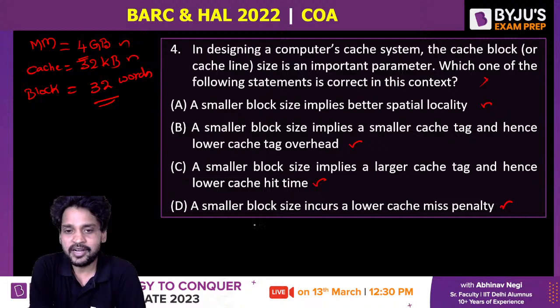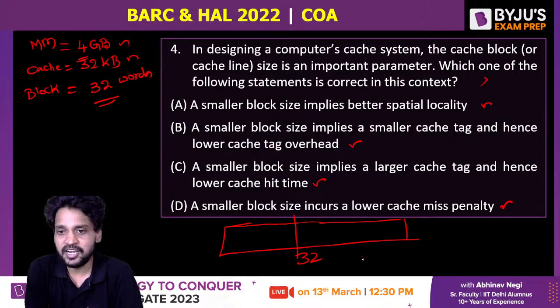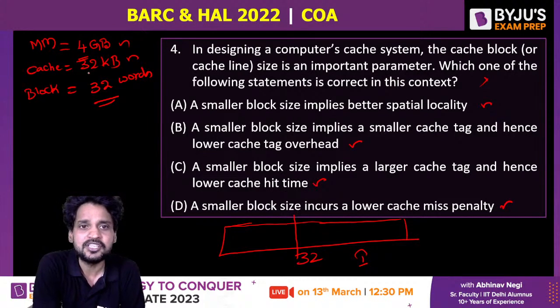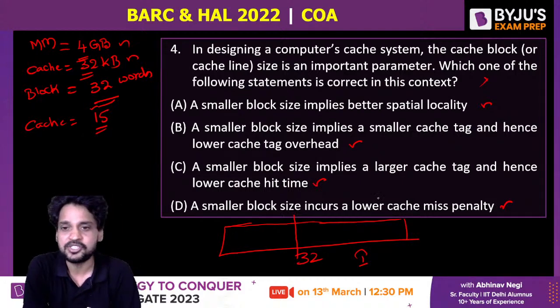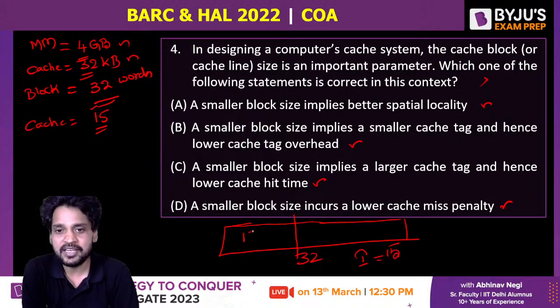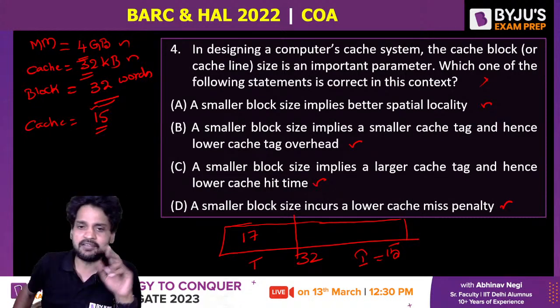Now 4 GB. Let us divide it into index plus tag. The total address bits must be divided into index plus tag. What is index? Index is the total number of bits needed to represent the cache memory. For this 32 KB, we require 15 bits. So index will be 15 bits, and the remaining bits will be the tag. Index will be 15 and the tag will be 17.